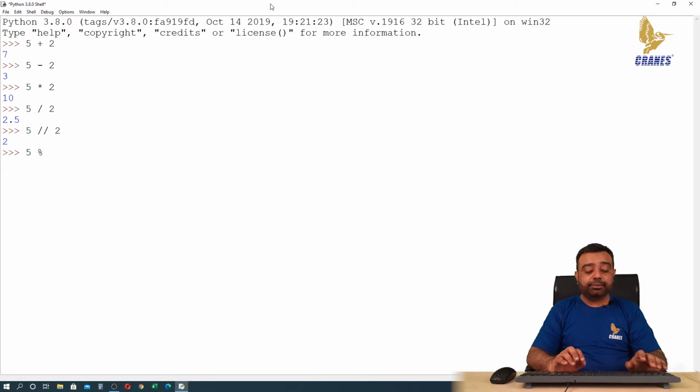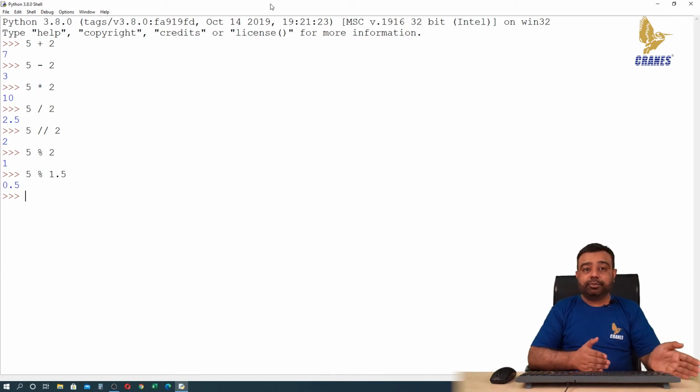The modulus symbol basically gives me the remainder. 2 2s are 4 and the remainder is 1. So you can just see 5 mod 2 is 1. Now the modulus operator can be applied on floating point values also in Python. Like for example, I'd like to write 5 mod 1.5. 1.5 once is 1.5, 1.5 twos are 3, then 1.5 threes are 4.5. So the remainder is 0.5.